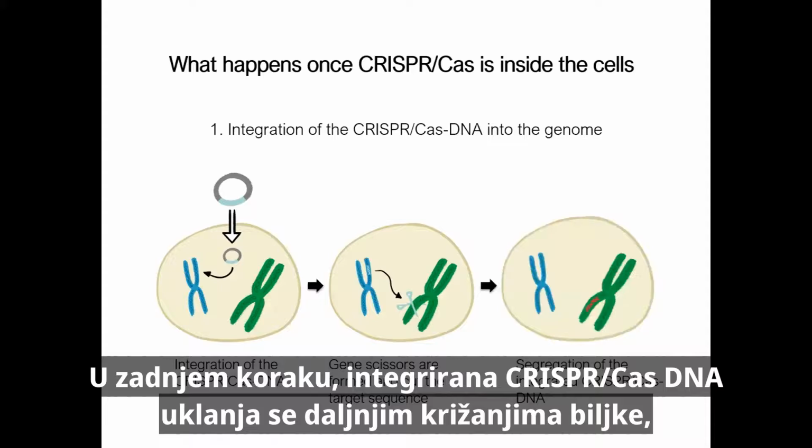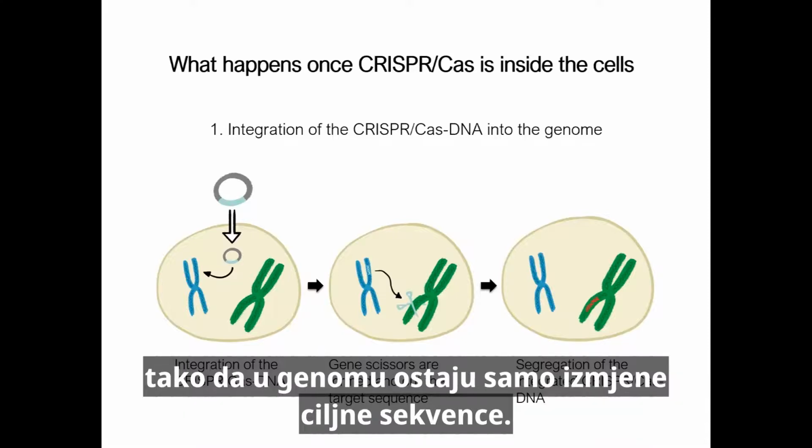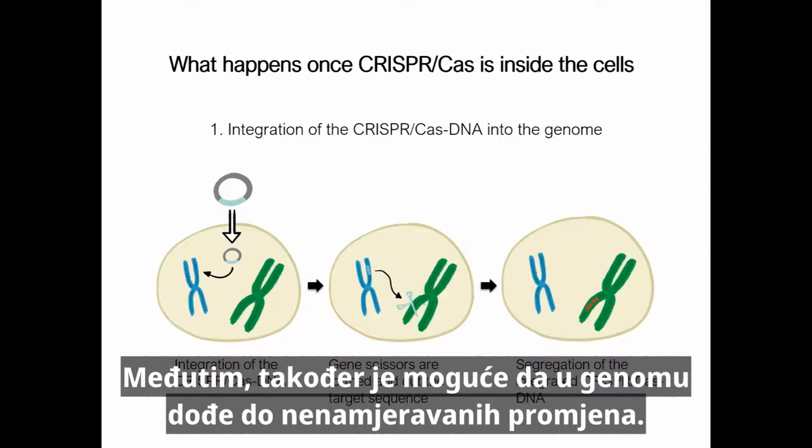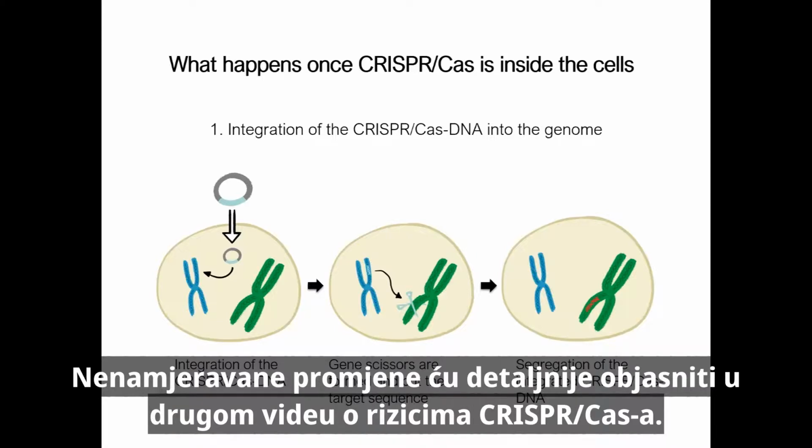In the last step, the integrated CRISPR-Cas DNA is segregated through subsequent plant breeding so that only the alterations at the target sequence remain in the genome. However, it is also possible that unintended changes in the genome occur. I will explain more about unintended alterations in another video, about the risks of CRISPR-Cas.